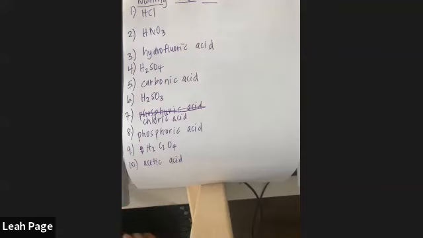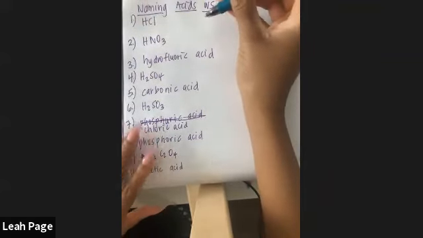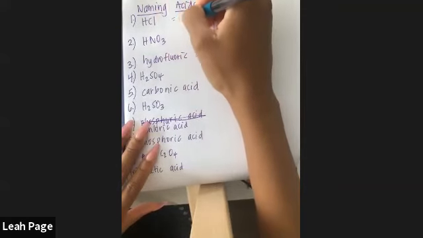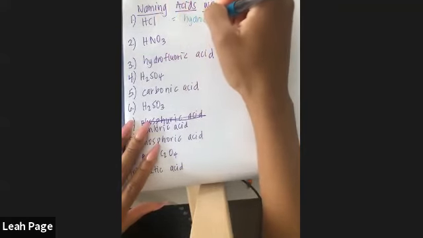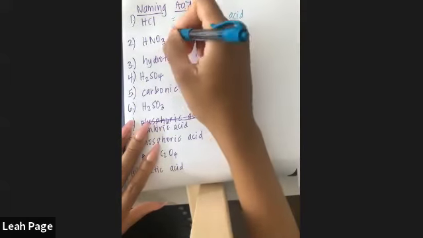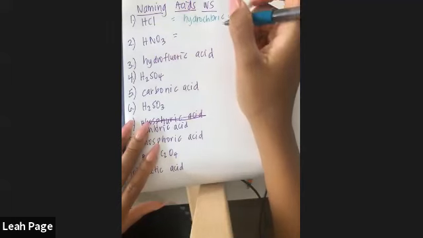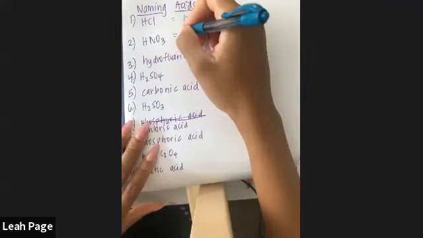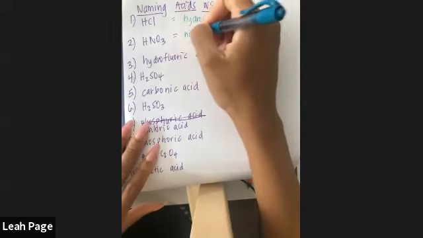Okay, so when we look on the sheet, I'm just either going to write the name of it or the formula for it. For the first one, we did this one already. This is going to be hydrochloric acid. But then when we get to number 2, what do you guys think it is? Well, we did this one too. This is nitric acid.